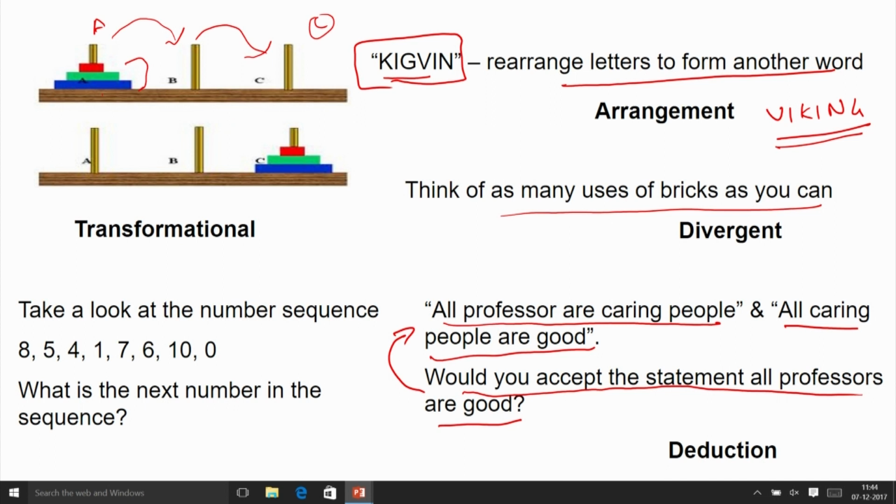So, how do you arrange from here to here? This is the initial state, this is the final state, and by moving one at a time, and using the constraint that a smaller circle cannot be below a larger circle, you can solve this problem. This is called the transformational problem.